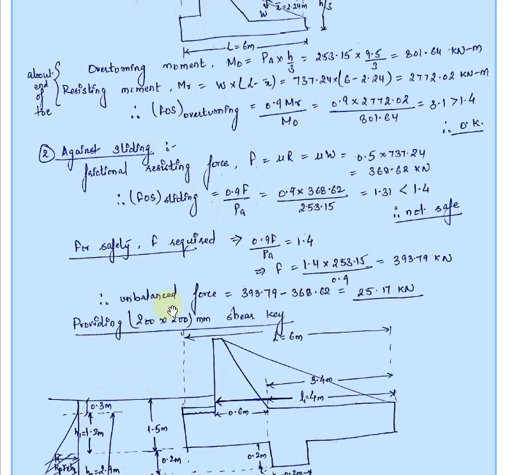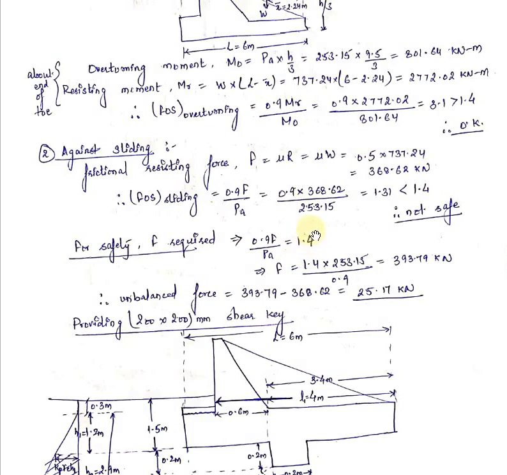Now for safety, we know that the factor of safety that is required is 1.4. So we will just find out that for 1.4 factor of safety, how much frictional force you need. So factor of safety equal to 1.4. PA we know that. Now the value of F that we need for factor of safety to be 1.4 is 393.79 kilonewton. But the frictional force that we have obtained is 368.62 kilonewton.